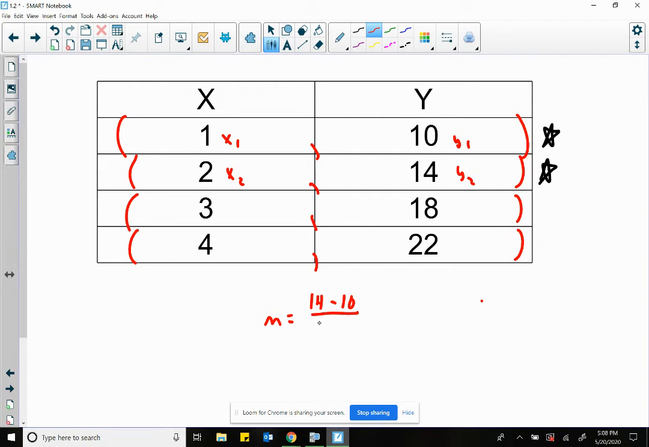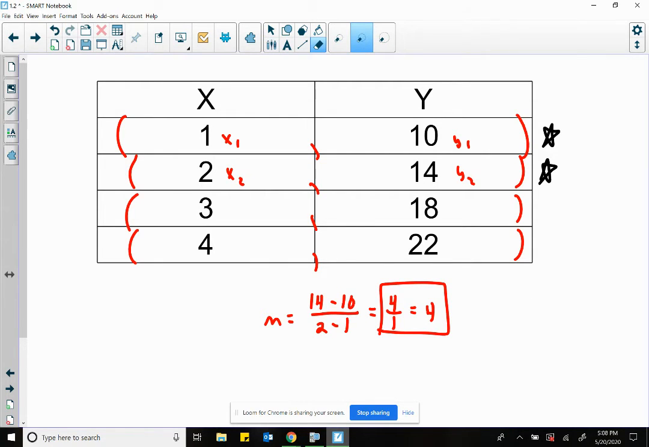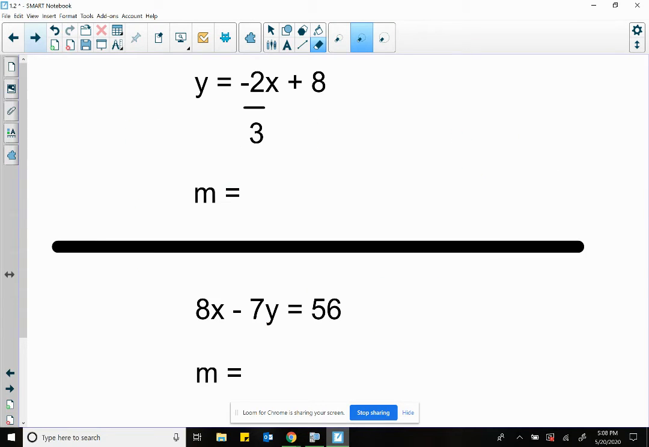Okay, so if I find the slope, my y2 is 14 minus my y1 is 10, all over my x2 is 2 minus my x1 is 1. So 14 minus 10 is 4. 2 minus 1 is 1. So you can leave it as 4 over 1, or you can call it just 4. Both of those answers are absolutely correct. Okay?